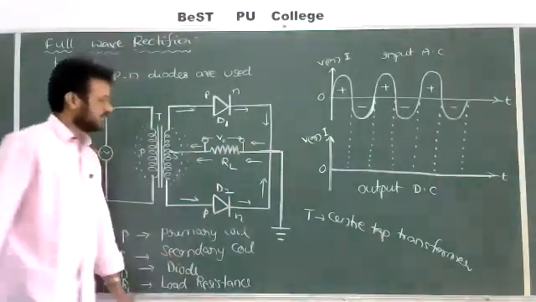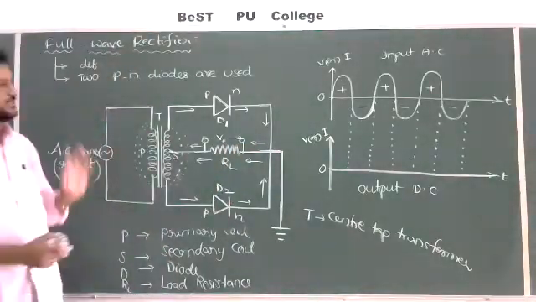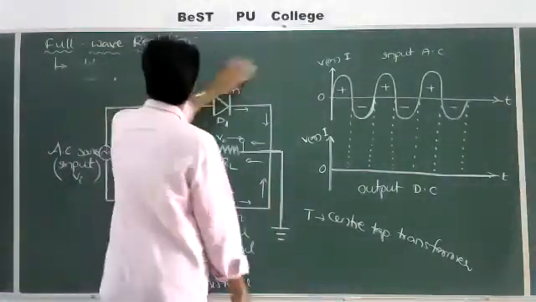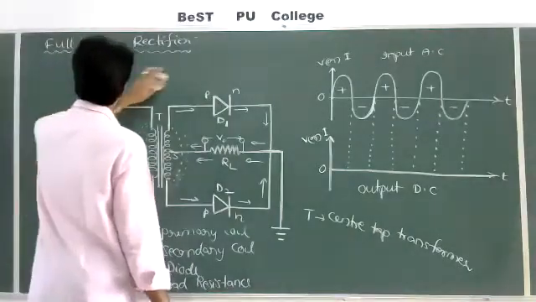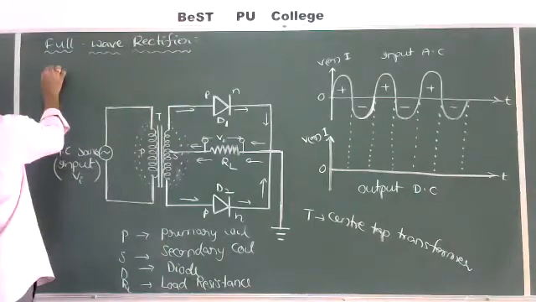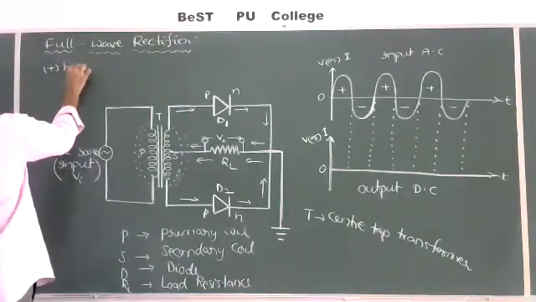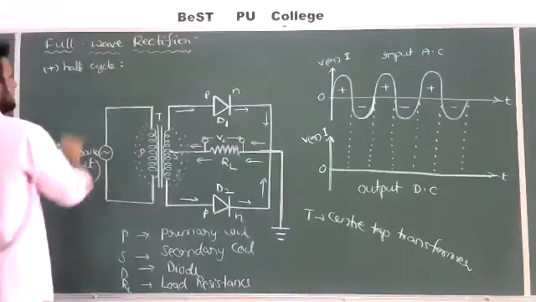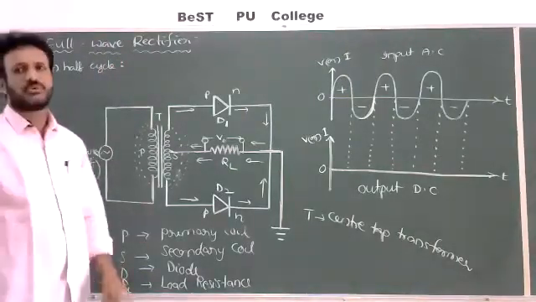That is V0. Now how it will work, we have to check. Here also, during the first half of the cycle what happened, and again during the next half cycle what happened, we have to check. So I'll check during the first half cycle. During the first half cycle, what will happen? Similarly, during the next half cycle, what will happen?